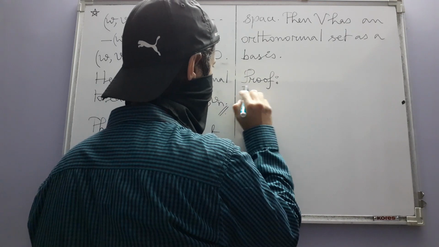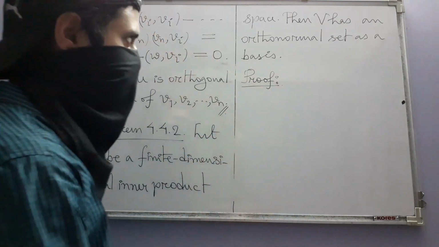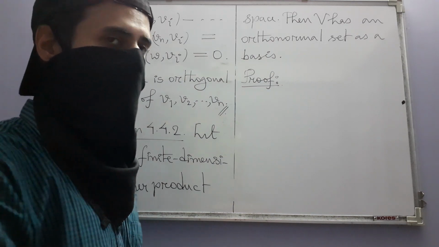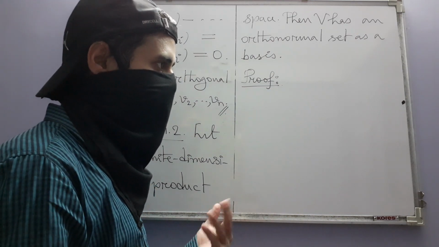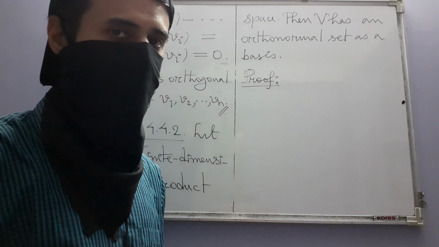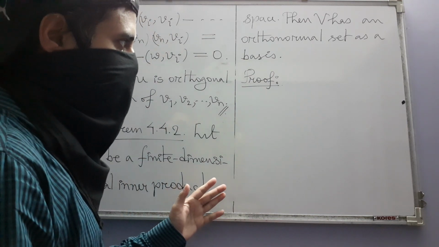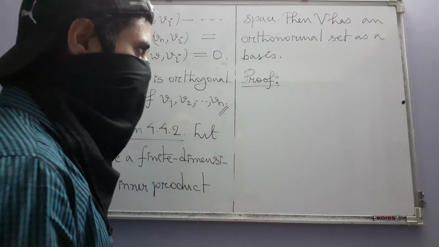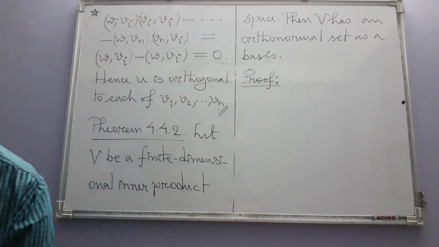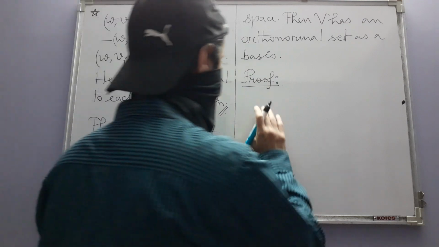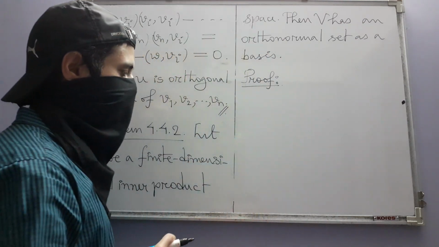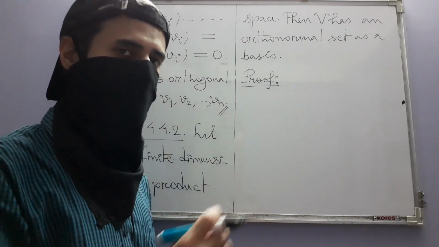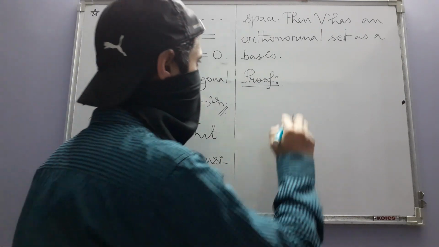So the construction of the orthonormal basis, if we call it that, has a name. It's called the Gram-Schmidt orthogonalization process, which appears in many places in mathematics. So let's see what the proof is. So let us first consider the case where V is the zero space. That means it has only one vector, nothing else.